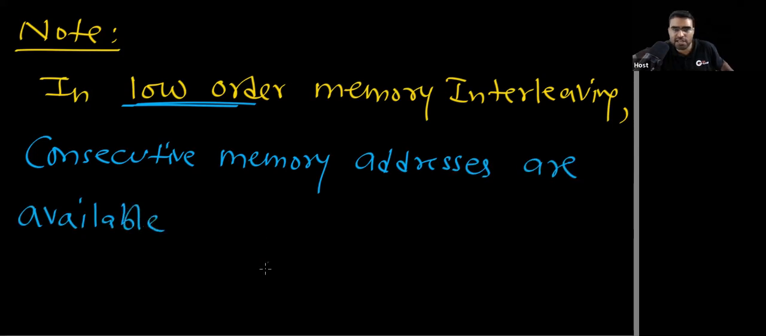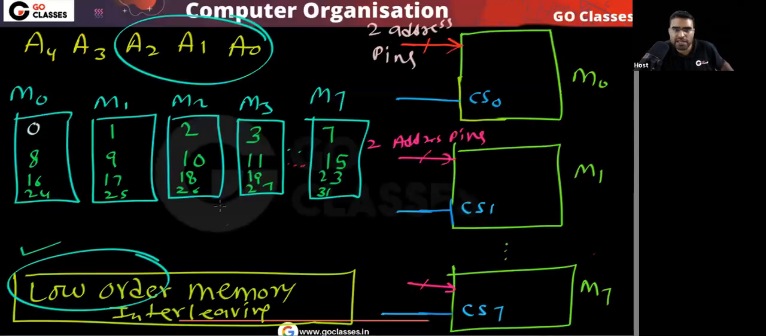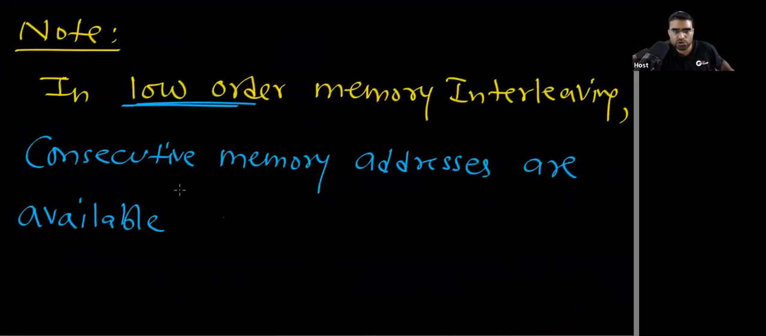Consecutive memory addresses are available within a module. Can I say within a module, or can I say across the modules? See, these are the consecutive memory addresses. These three addresses are consecutive addresses, but they are available across the modules. Yes or no? So you can see consecutive memory addresses are available across the modules.